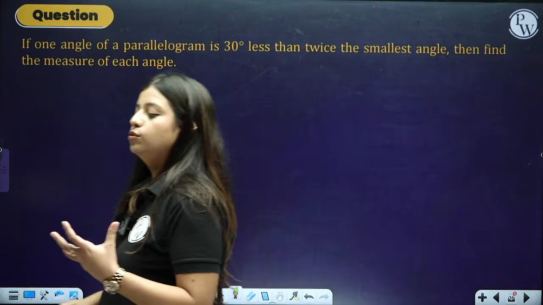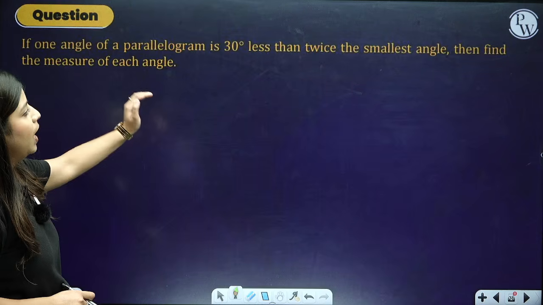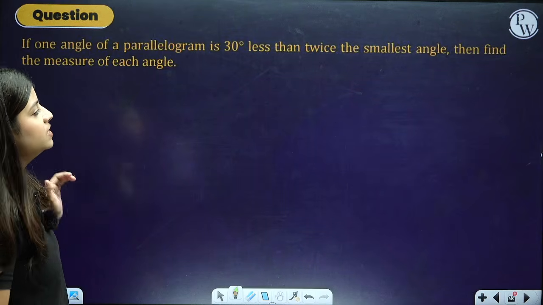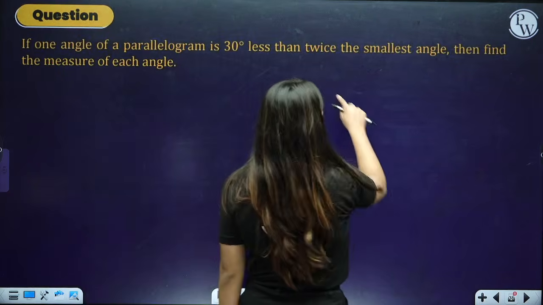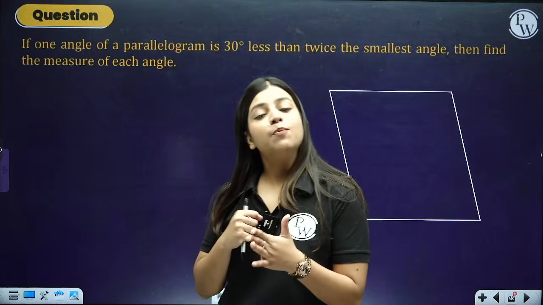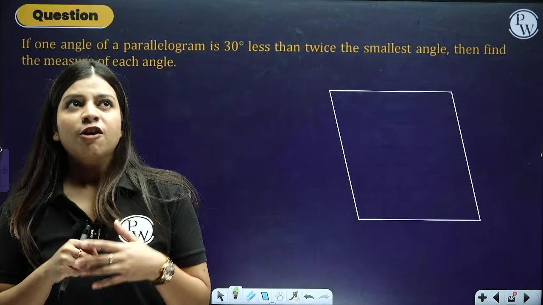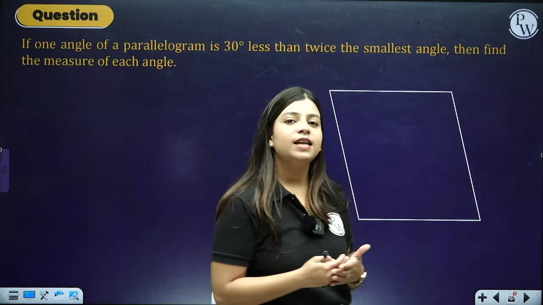The next question says, if one angle of a parallelogram is 30 degrees less than twice the smallest angle, find the measure of each angle. Now in such questions, what do we need? We need the properties of a parallelogram. We need that adjacent angles are supplementary. We need that the opposite angles are equal.